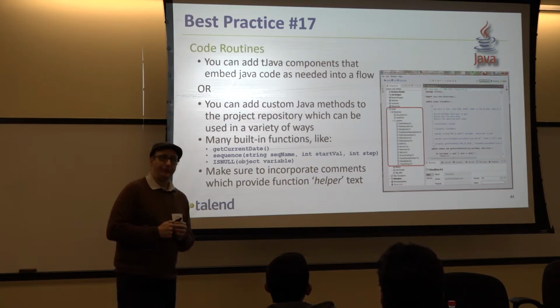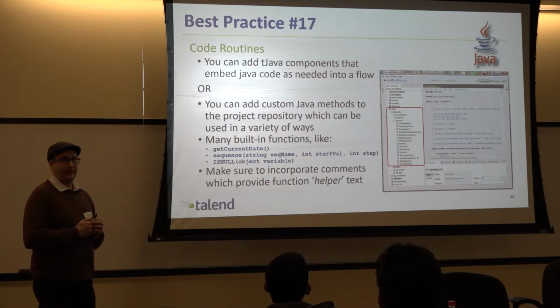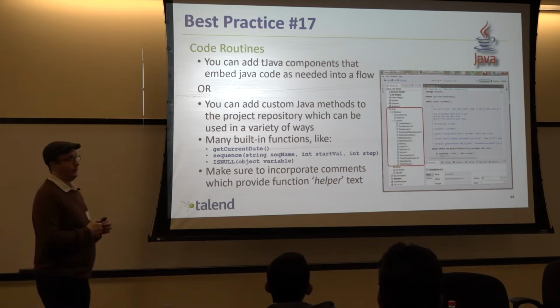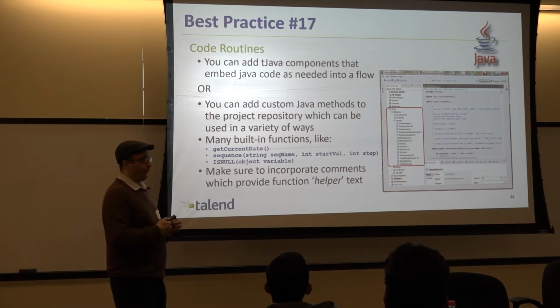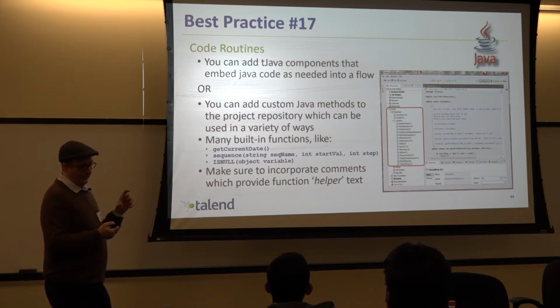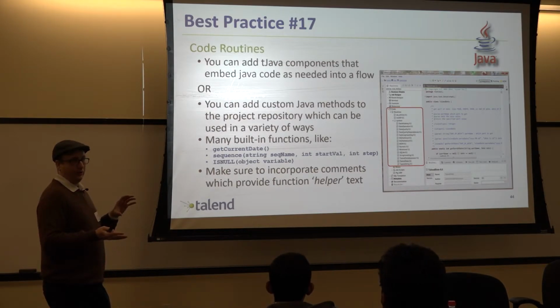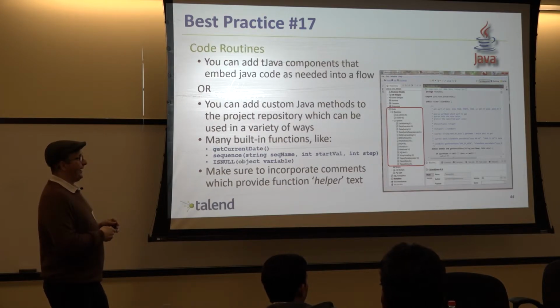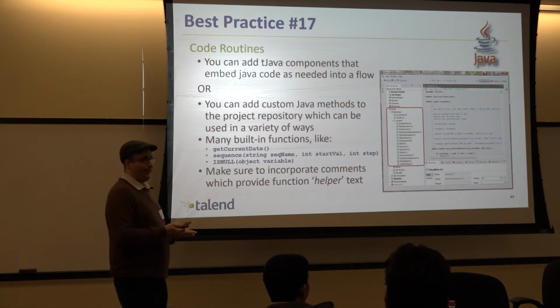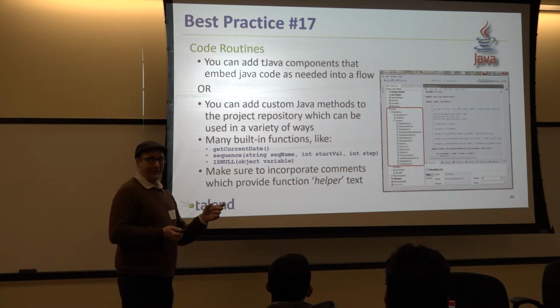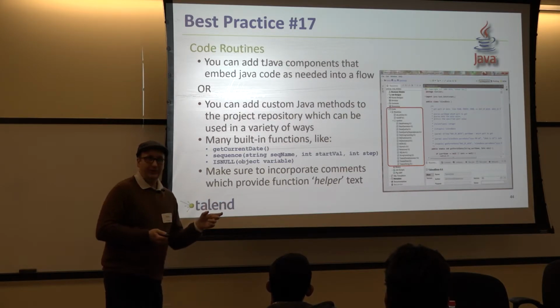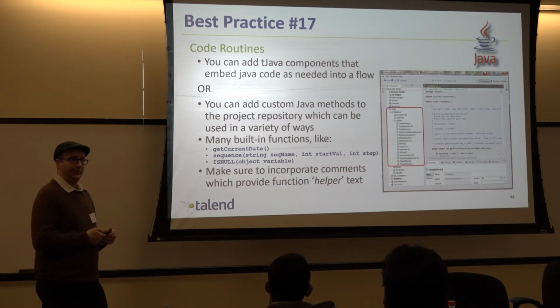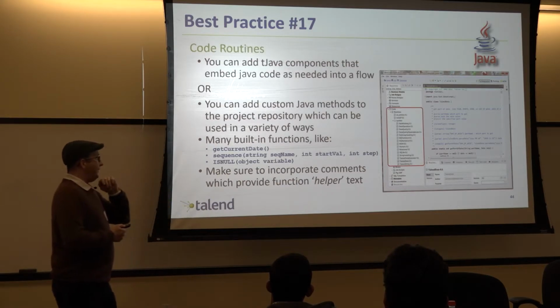If you want to reuse something, you'll want to pull those out and maybe make them into code routines. These routines are something you can create that work almost like a function call, and can be used either in a TJava or a TMap or pretty much any field where you have a Java evaluation, which most component fields allow, right? So that can be very useful.